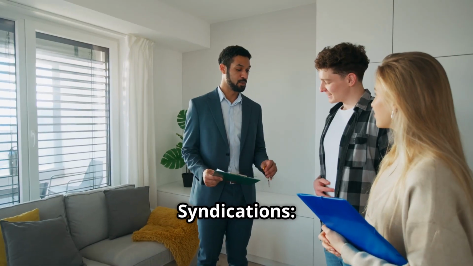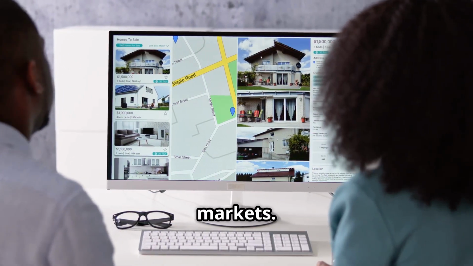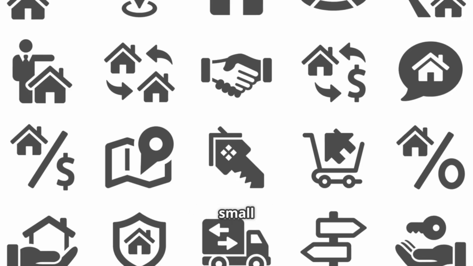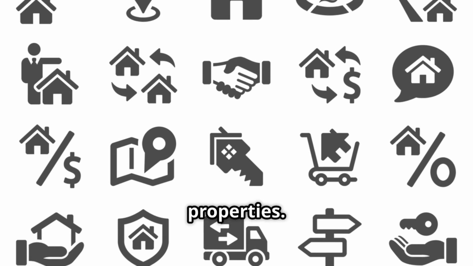Real estate syndications: partner with other investors to participate in diverse property types or markets. Direct ownership: combine small apartment holdings with other asset types like single-family rentals or commercial properties.